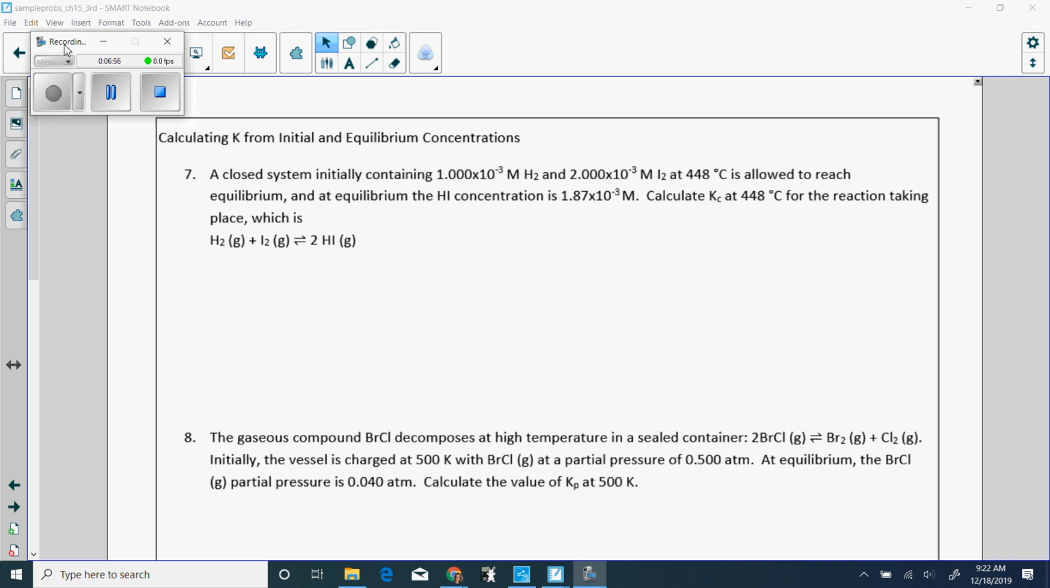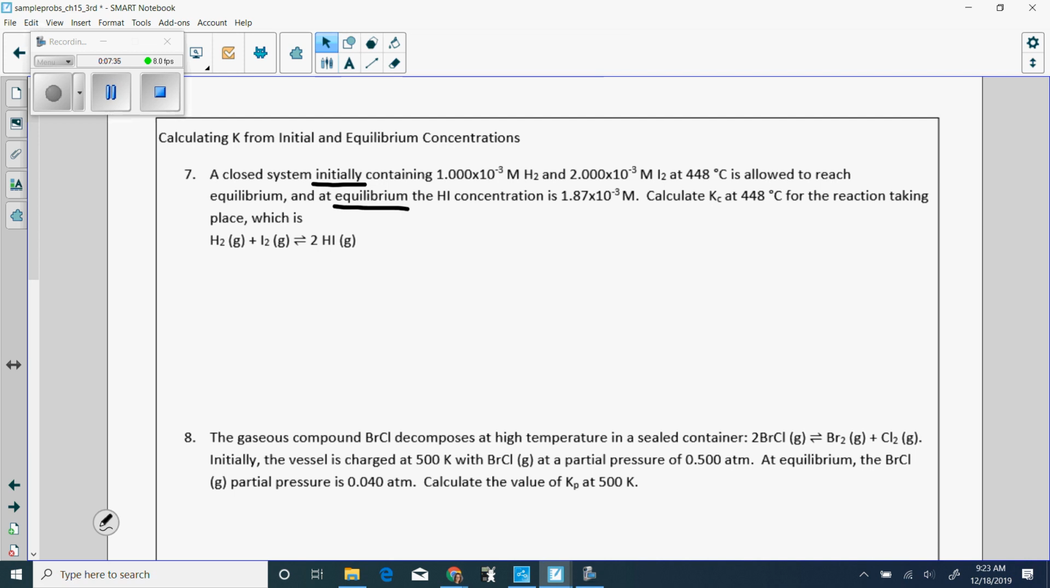At equilibrium, the HI concentration is 1.7 times 10 to the negative third, and we're going to calculate K. We just played a game of calculating K, but now we're doing something different. Reading comprehension. I have 2 different things going on. I have initial time equals 0 concentrations, my blue initial and some red initials. And then I also have an equilibrium concentration, but of only one thing. That's why this is different. This isn't all equilibrium concentrations.